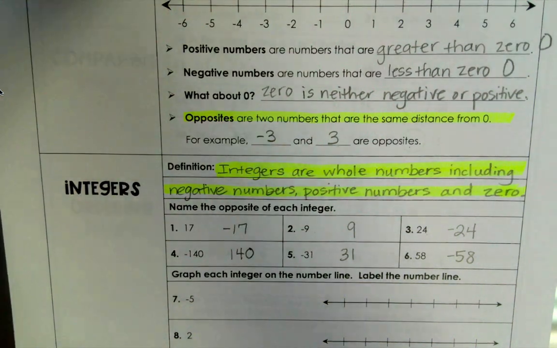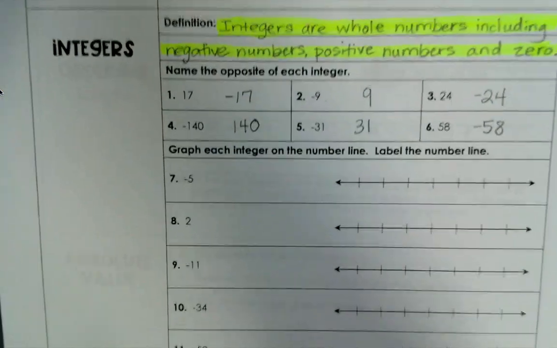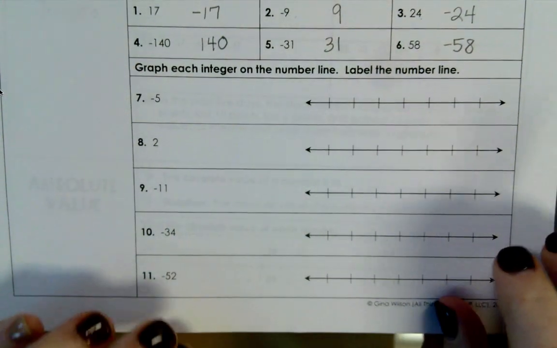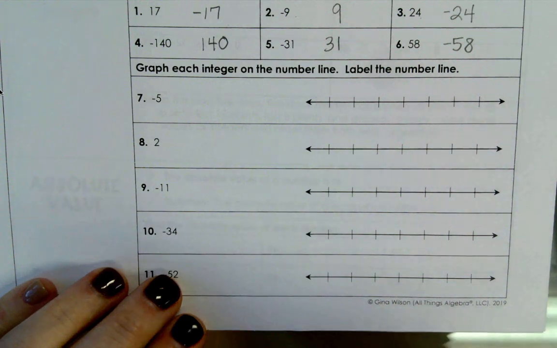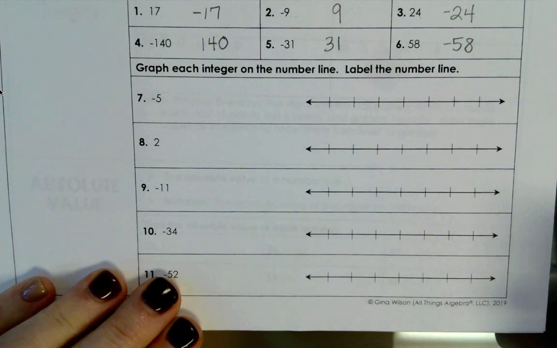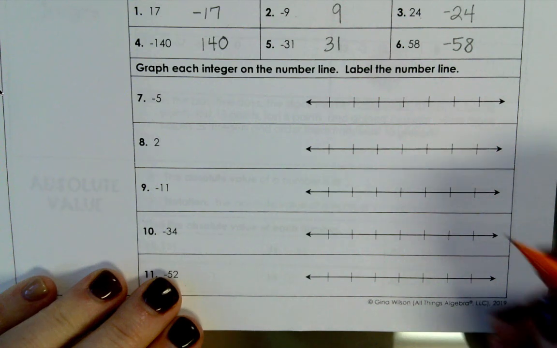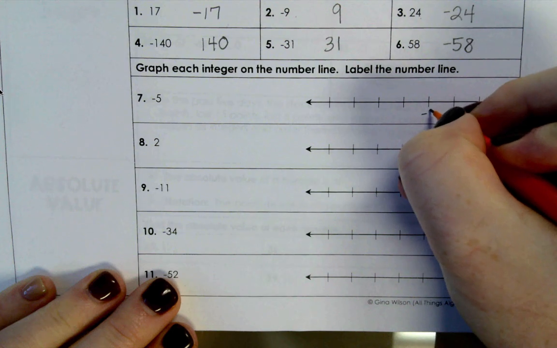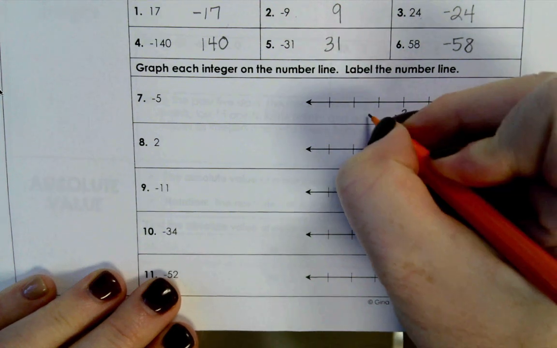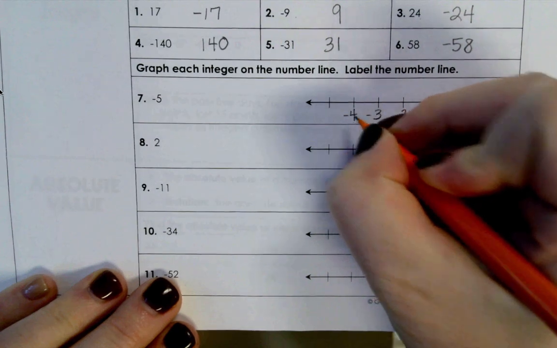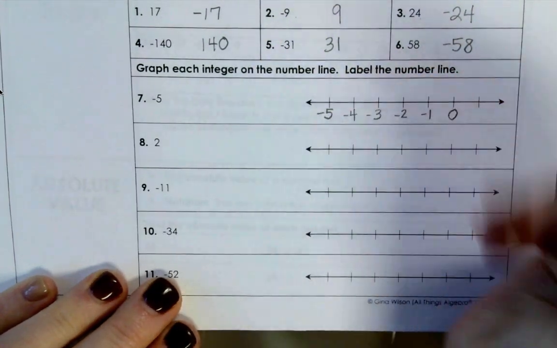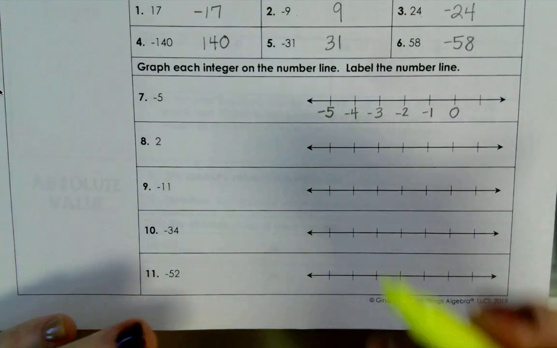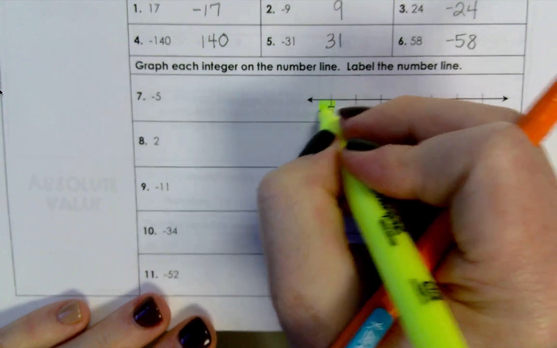Okay. So, next thing we want to do is graph each integer on a number line. So when we are doing this, we need to label our number line. Okay. So I'm gonna go with this is gonna be 0. Okay, and this is negative 1, negative 2, negative 3, negative 4, negative 5. And again, you can always refer to your number line at the top as an example.